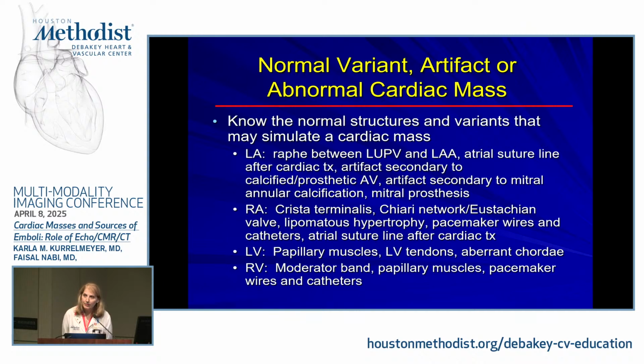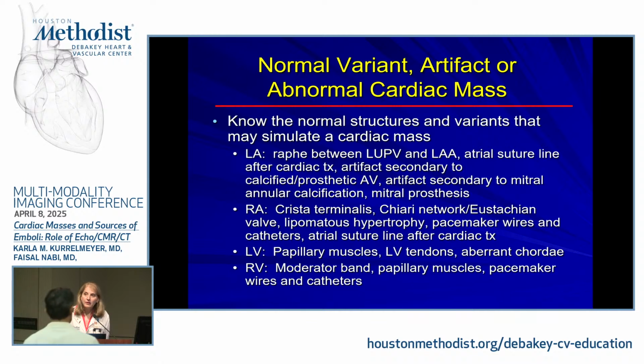In the right atrium, the crista terminalis, which is that tissue right before the superior vena cava, can be especially prominent in some patients and can frequently be mistaken for a mass in those patients. A Chiari network or a eustachian valve can also be very prominent in some patients and mistaken for a mass. Lipomatous hypertrophy, especially if it involves the right atrial free wall and not just the interventricular septum, is frequently mistaken for a mass. Of course, pacemaker wires and catheters live in the right atrium, as well as the atrial suture line after a cardiac transplant if it is not a bicaval anastomosis.